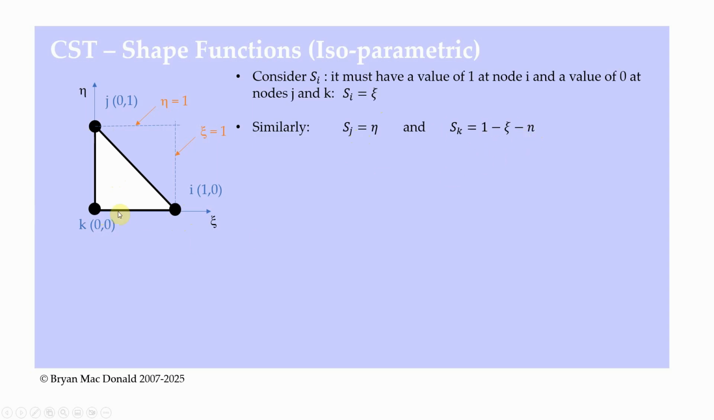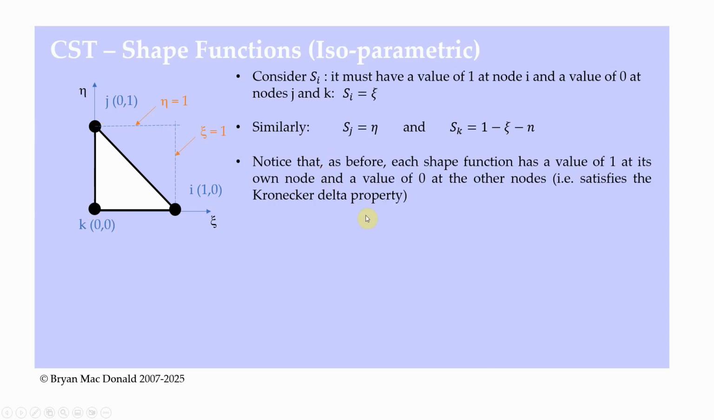So again, here it'll have a value of 1, here it'll have a value of 0, and here it'll have a value of 0, and it'll linearly taper down to those points. Okay, so if you look at the way we've set this up now, each shape function has a value of 1 at its own node and a value of 0 at the other nodes. So it satisfies the Kronecker delta property that we talked about before.